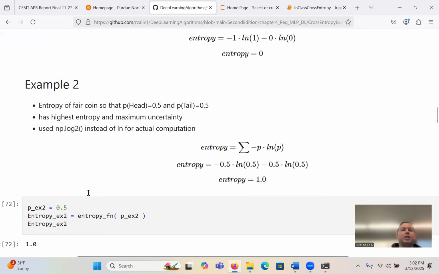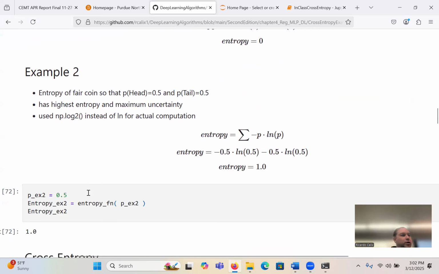In example 2, case 2, we now look at a different scenario: the entropy of a fair coin, so that P head is 0.5 and P tail is 0.5. So it's a fair coin. This has the highest entropy and the maximum uncertainty. We're going to corroborate that. And just as a note, I use np.log2 from NumPy instead of the natural logarithm for the actual computation. It doesn't matter as long as you're consistent, right? They both provide not the same value, but provide you with the information that you need.